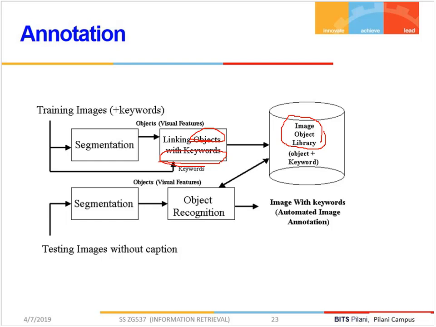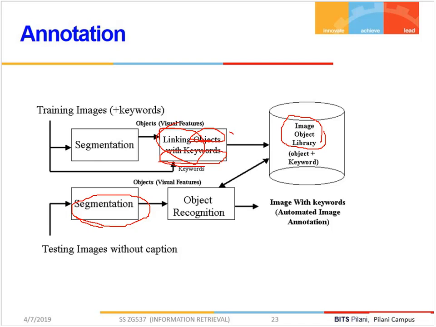Now once you have the training set ready, whenever a testing image comes and you want to identify the correct annotation for that testing image, you segment it and create visual terms. So through object recognition, you segment this testing image also and create the visual terms for the segments. And now for each of the visual terms you want to find the correct annotation, so you refer to the image object library and compare the visual term with the visual terms already present as part of the training images, and then you see which visual term matches which. When you find a match, that visual term's annotation is the annotation of this visual term also. So this is called automated image annotation.